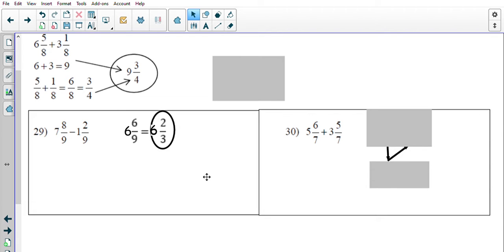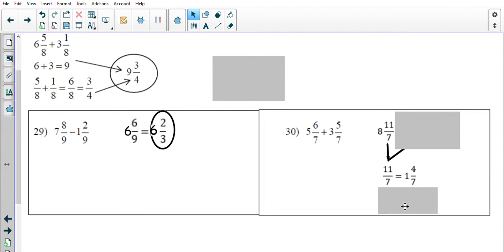All right, number 30. This one is an addition of mixed numbers problem. So we're going to add 5 and 3. That's going to get us 8. And then 6 plus 5 is going to get us 11. So we have 8 and 11 sevenths, but we cannot leave a mixed number and an improper fraction all together in the same answer. 11 sevenths is 1 and 4 sevenths. So add that 1 and 4 sevenths onto the 8, and our final solution will be 9 and 4 sevenths.